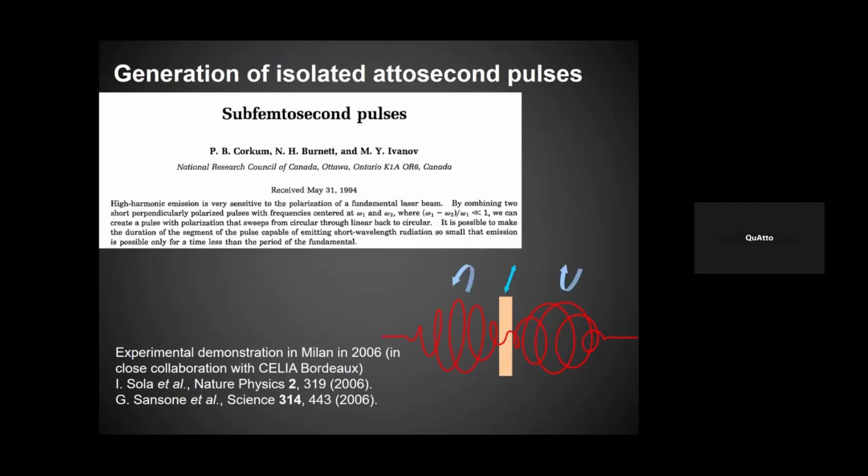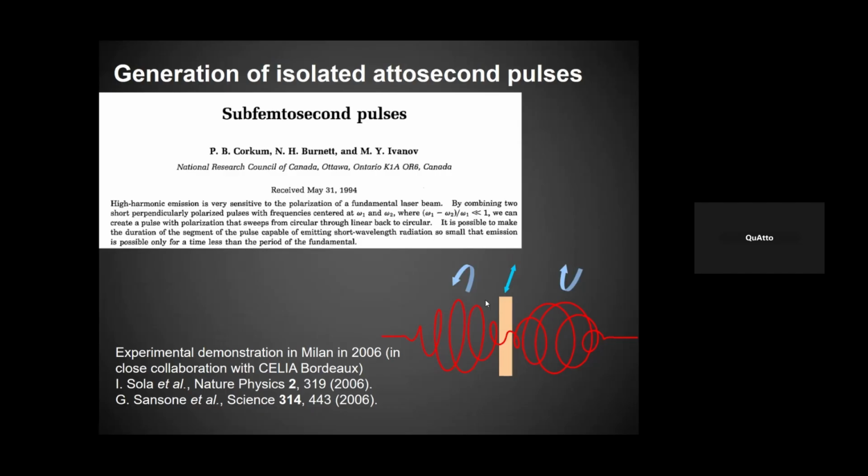Let's start with the polarization gating. The original idea is from Paul Corkum and also from Misha Ivanov, and I think this is one of the first ideas on how to create an isolated attosecond pulse. The pulse we want to create is essentially this one. This is how the electric field looks, and you see, essentially we have the following.